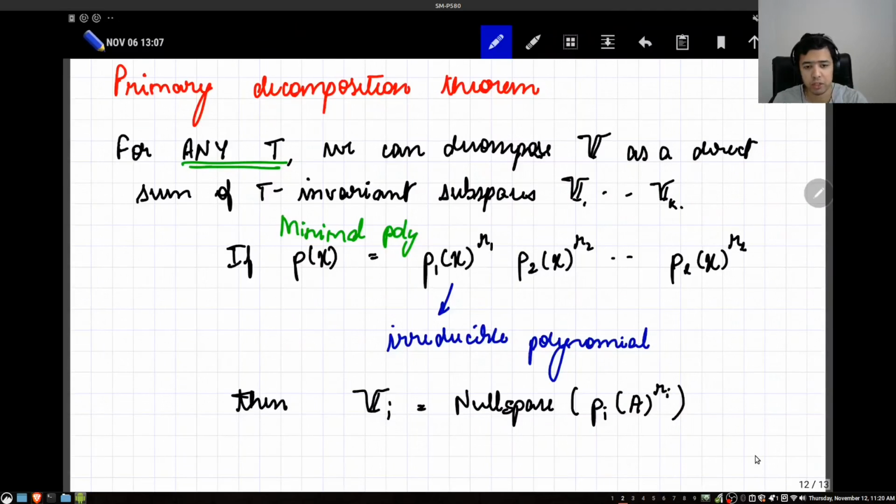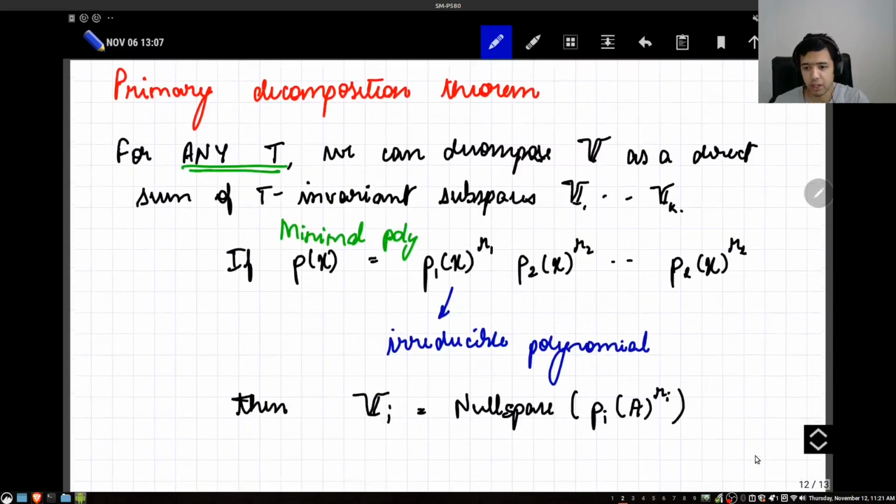We obtain them using the minimal polynomial. The minimal polynomial can be decomposed as a product of powers of irreducible polynomials. So if we can write P of x equal to P1 of x to the R1, P2 of x to the R2, and so on, PL of x to the RL, then the ith T-invariant subspace Vi is the null space of Pi of A, the whole to the Ri. Okay, and let's see an example to understand this better.